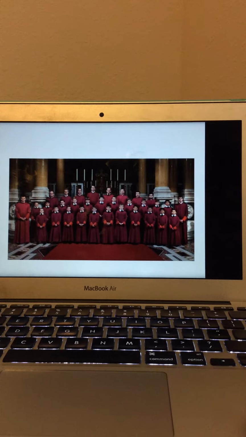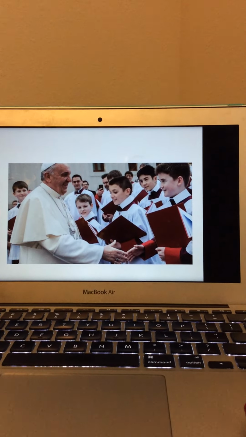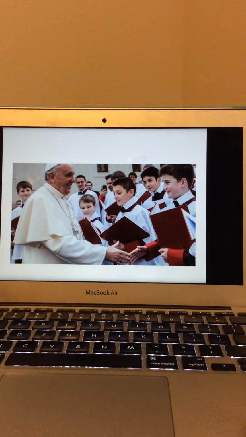Mostly kids are in the choir. And here's a picture of the Pope with some kids in the choir.